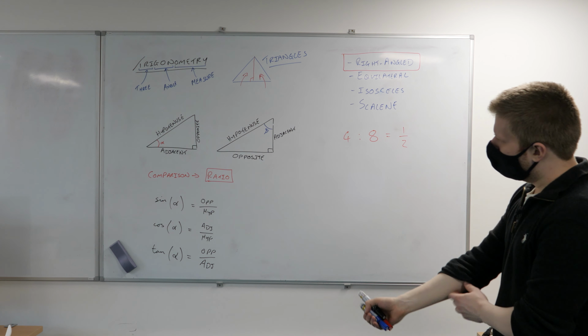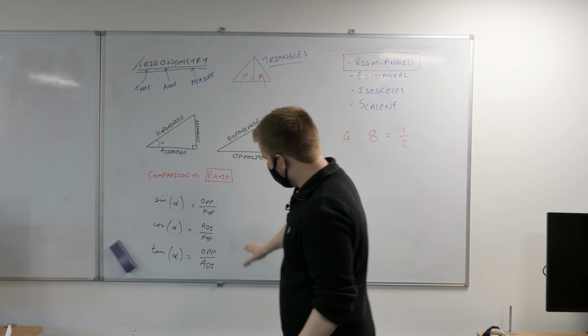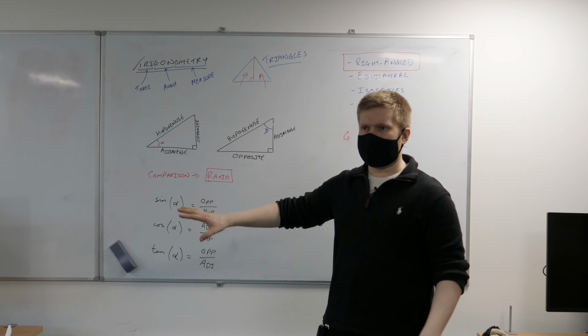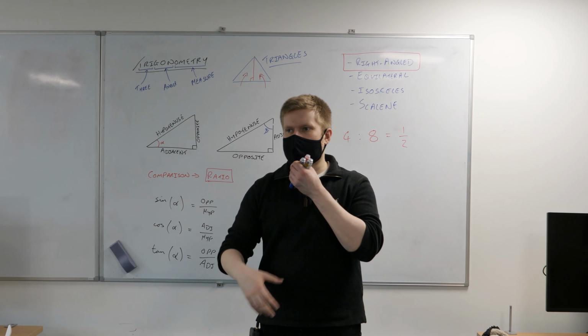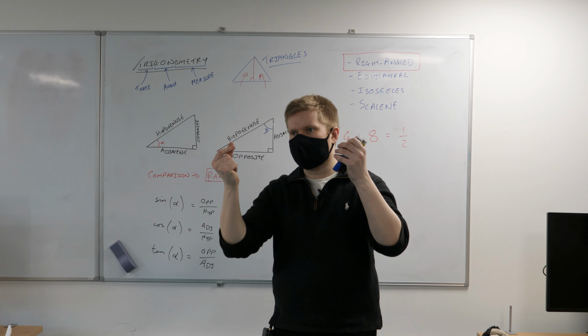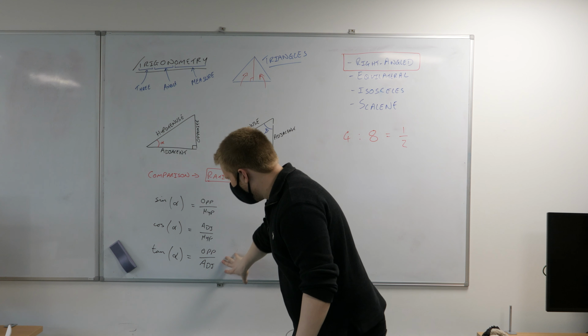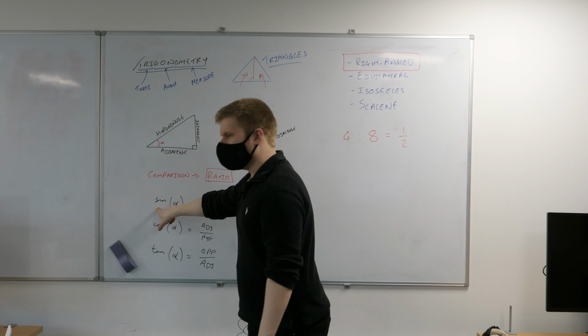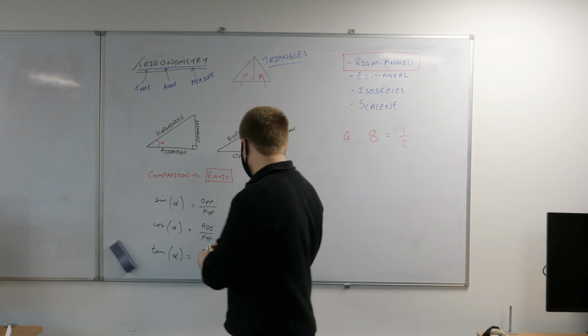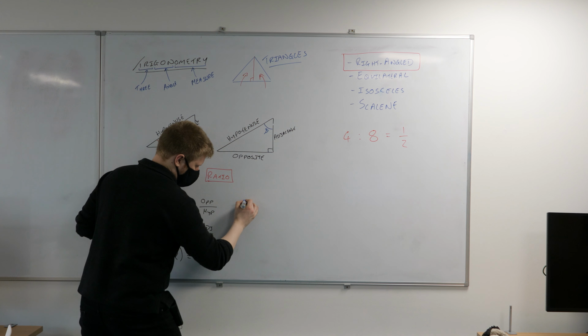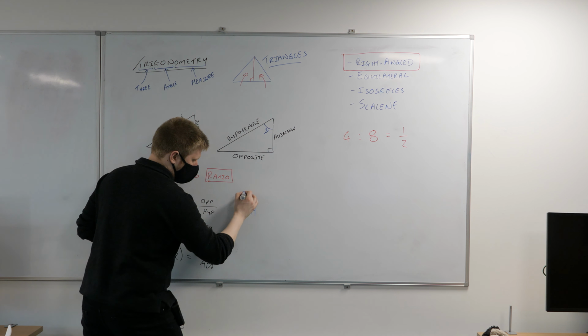Fantastic. So one way that I could write this, if I take these three things, would you be happy that this could be written as S equals O over H? That's one way that I could abbreviate this to remember it. So rather than having to write these out every single time, I could write S for sine equals O over H. If I wanted to convert that to a triangle, I could write that as S, O, H.